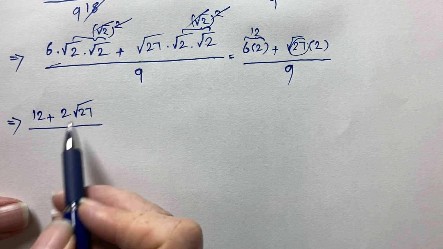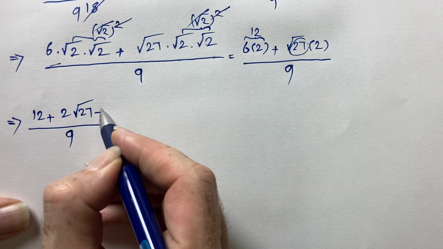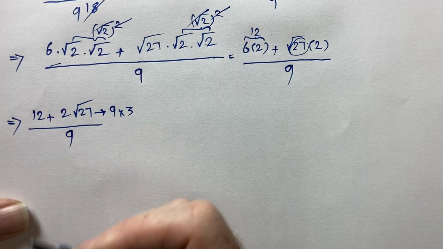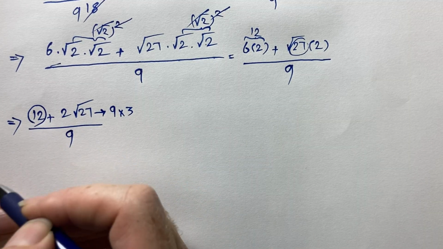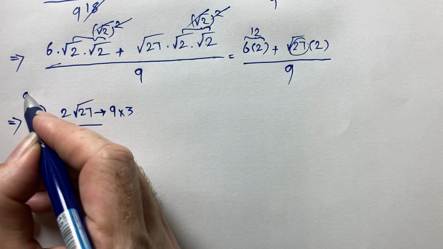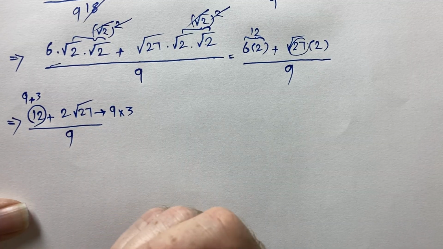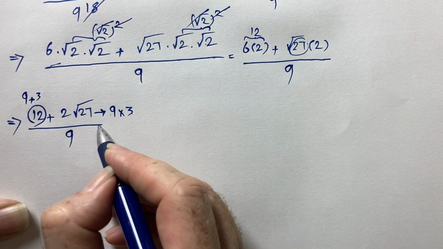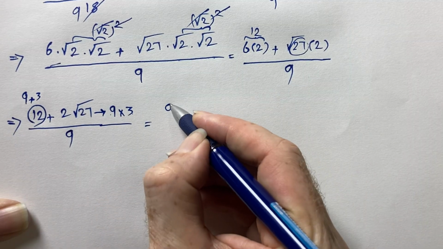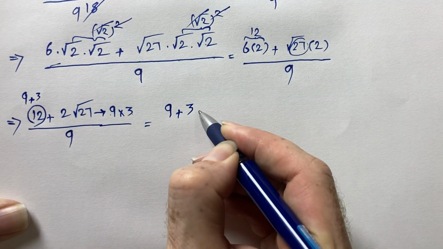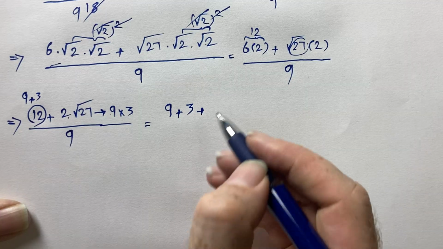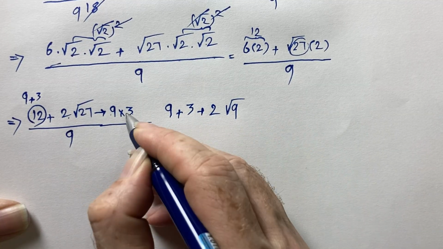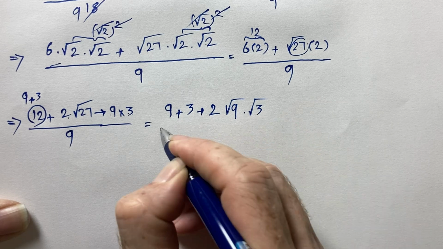This 27 can be written as the product of two numbers, 9 and 3. So what is 12? 12 can be written as the sum of 9 and 3. Nice, right? 9 times 3, 9 plus 3. So I write it here. 9 plus 3 plus 2 times second root of 9 times second root of 3.